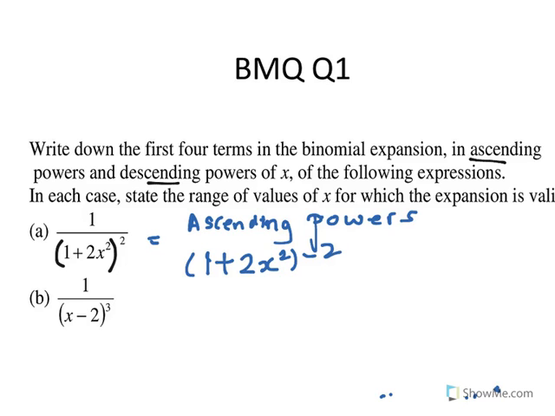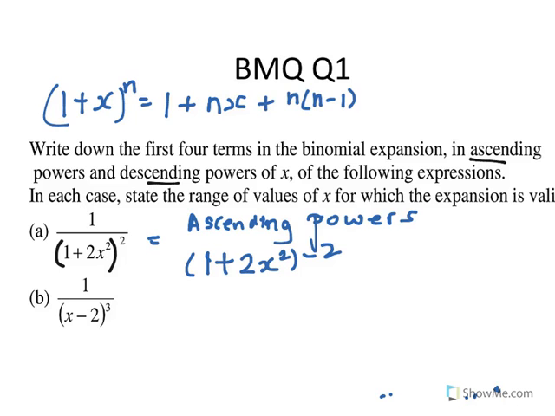We remember that from the MS26 we have 1 plus x to the power of n. This will give us 1 as the first term, then 1 factorial power 1 as the second term, then 2 factorial power 2, okay, so on and so forth. So we need to write down the first 4 terms. All we need to do is just write it out.